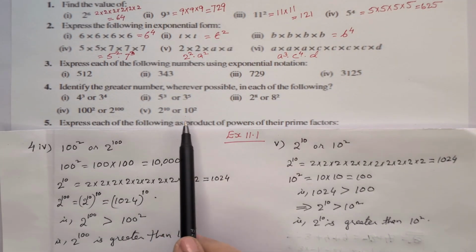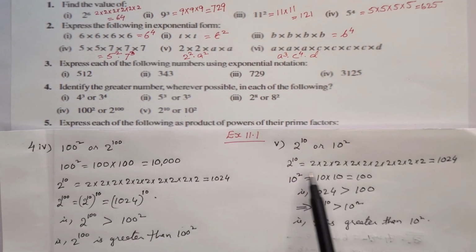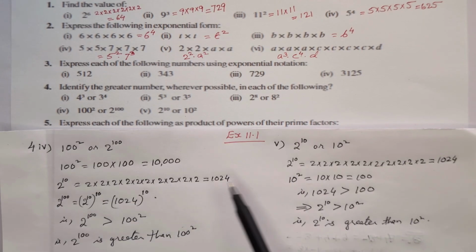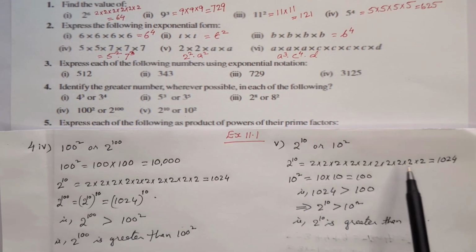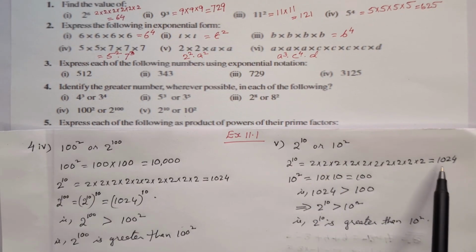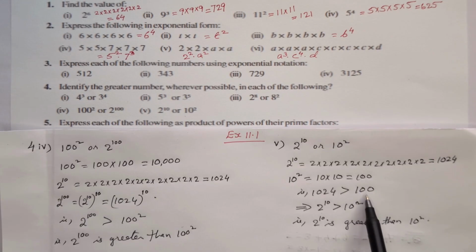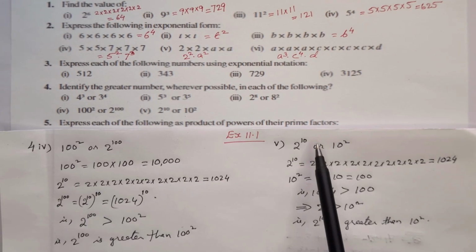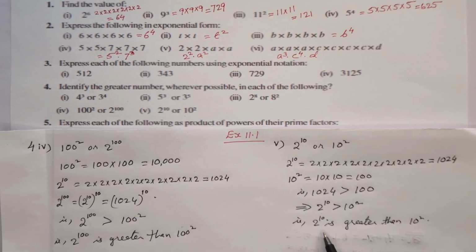Next, 2 raised to 10 or 10 square. 2 raised to 10 we already got in the previous question: multiplying 2 ten times gives 1024. 10 square means 10 into 10, 100. Here we can see 1024 is greater than 100. That means 2 raised to 10 is greater than 10 square. So we can write in a sentence: 2 raised to 10 is greater than 10 square.